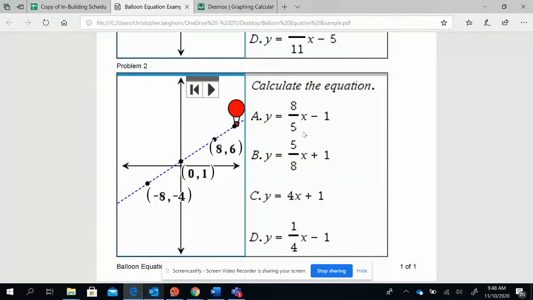Here's a second example of it. We're going to use the same technique, but I can actually narrow it down by looking at where it crosses the y-axis. And this one's crossing the y-axis in positive territory. So that means this intercept should be positive. So this is negative and this is negative. So A and D are no good.